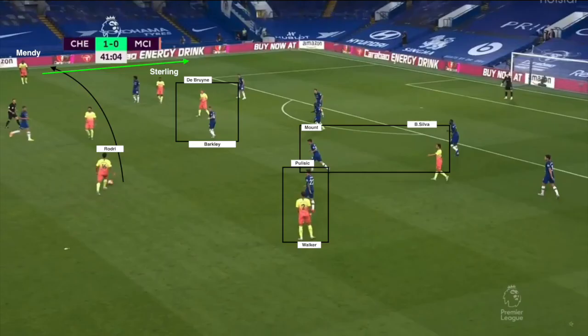As you can see, one of the central midfielders would follow Kevin De Bruyne, depending on the position he is playing. He has often been used as a free man throughout this season. In this particular image, Barkley on Kevin, Mount on Silva, Pulisic on Walker. So Rodri's only option is to play to Mendy and Sterling. As you can see, Sterling also got narrow to create space for Mendy.